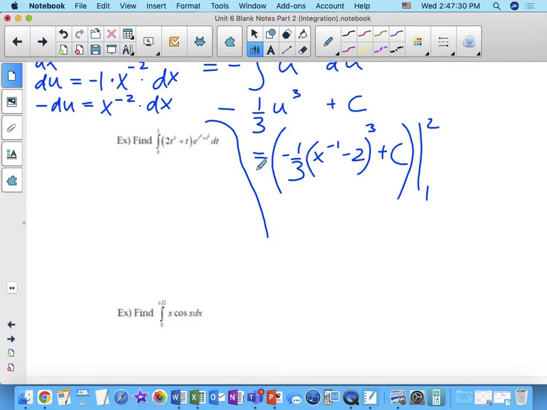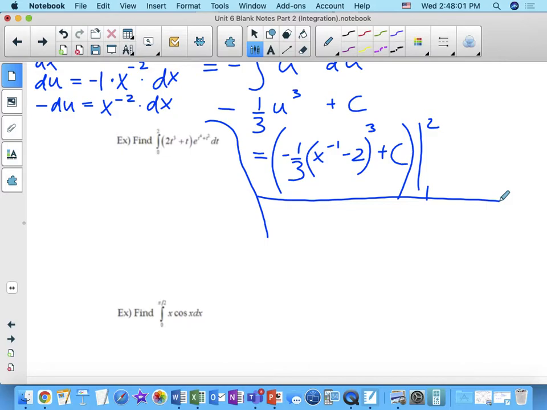Now we're on to this one. I think this one's going to be easier, but I can't remember. I'm not making any promises. All right, so we've got the integral from 0 to 2 of 2t cubed plus t times e to the t to the 4 plus t squared dt. Okay, how are we going to do this?